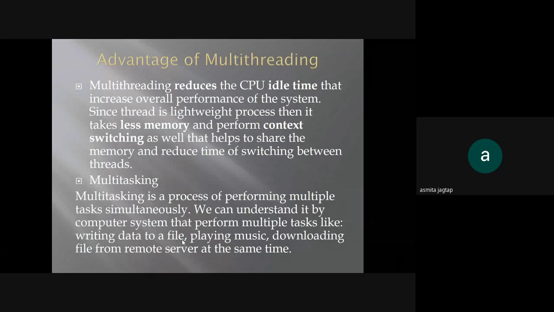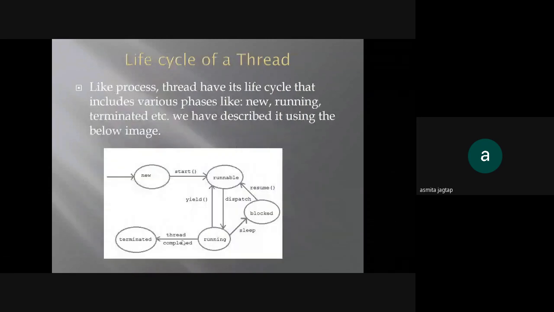Like the methods we discussed: the sleep method is there, the yield method is there, start, run. So these are the methods present in the thread. The life cycle of a thread we discussed: new means you just created the object of the thread class, so it is in the new state. When you execute the start method on that thread object, it comes into the runnable state.